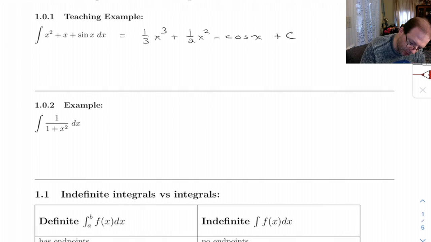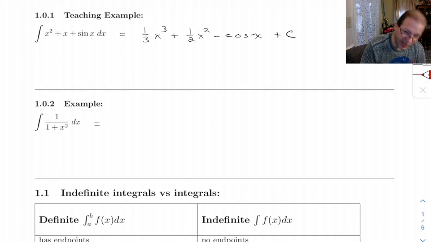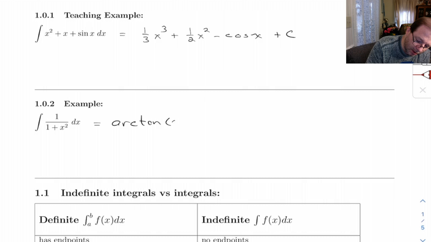This next one's even shorter, although it requires a little bit more specialized knowledge. Looking at that, what is 1 over 1 plus x squared? What's that the derivative of? It's the derivative of arctan. So this is going to give you arctan of x plus c.